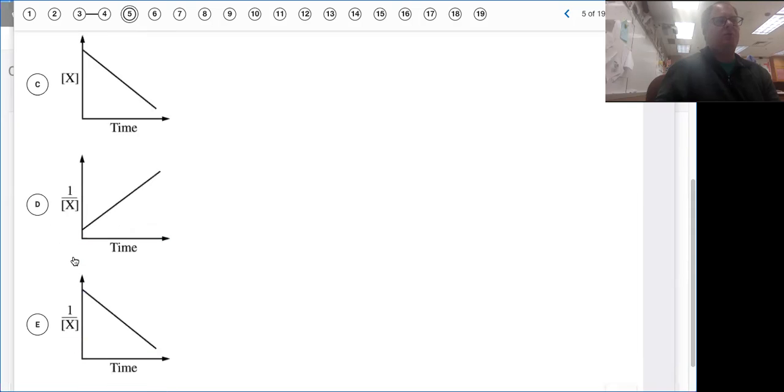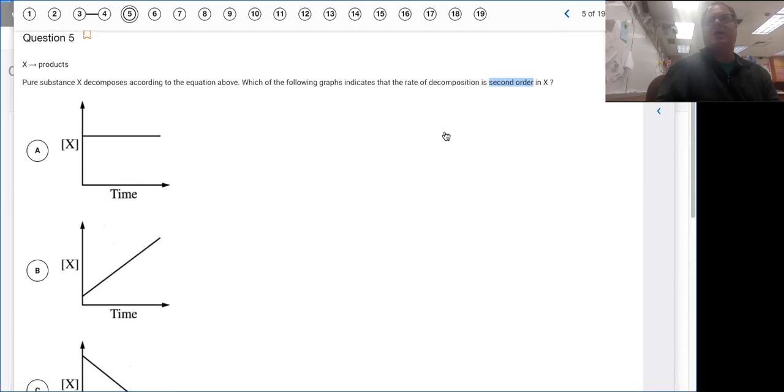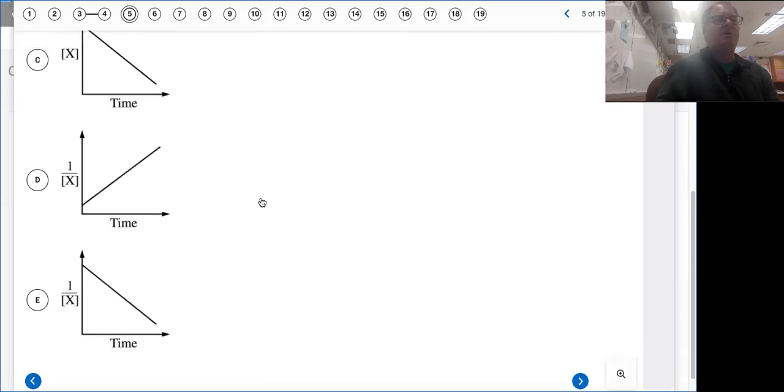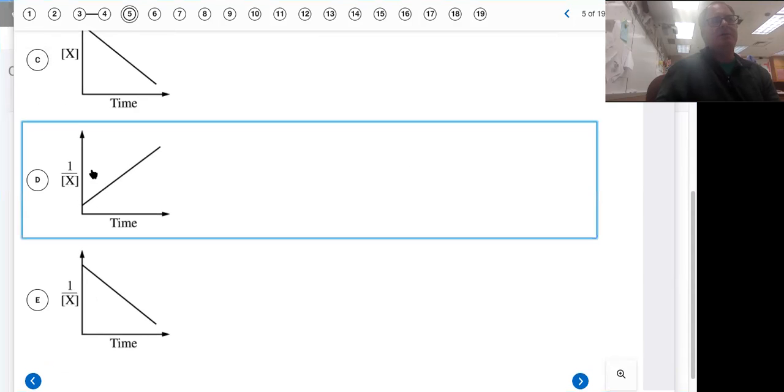Out of these two, we did say that since this is second order, our slope is going to be positive, and we do take the reciprocal of the concentration. So D is the only one. If you remember that CLR, the R tells you for second order, it's reciprocal. And that is the only one that has a positive slope.